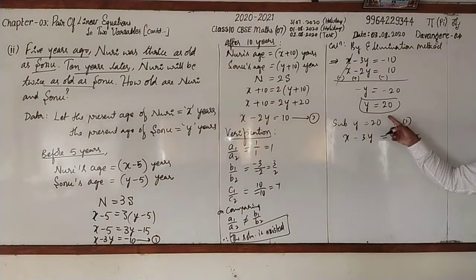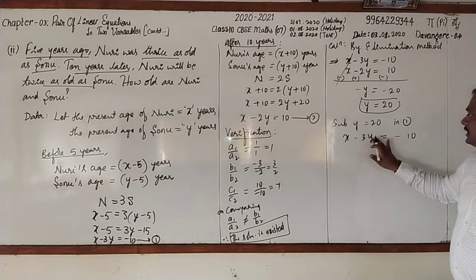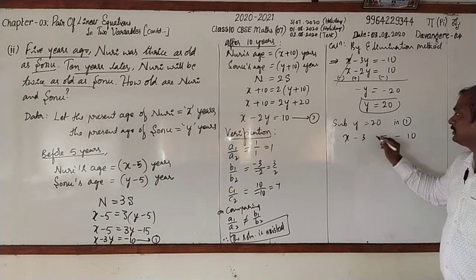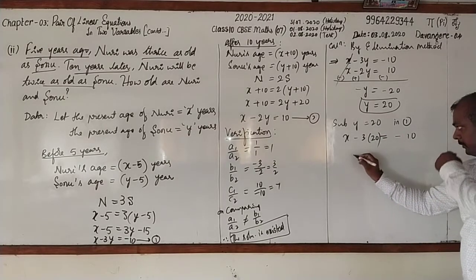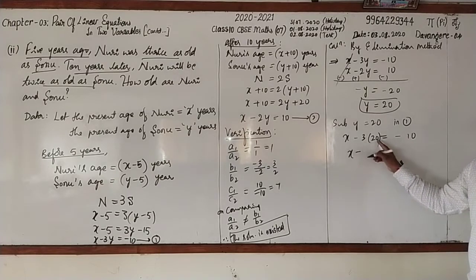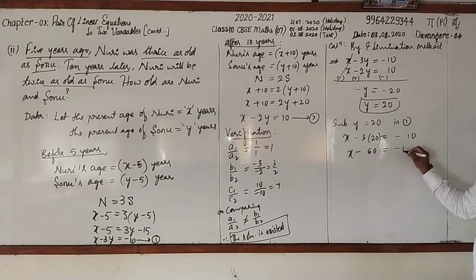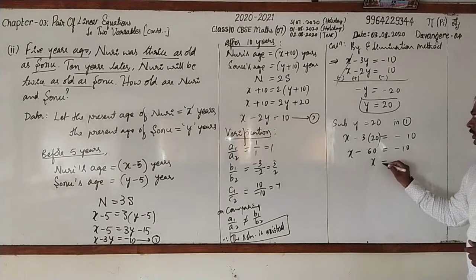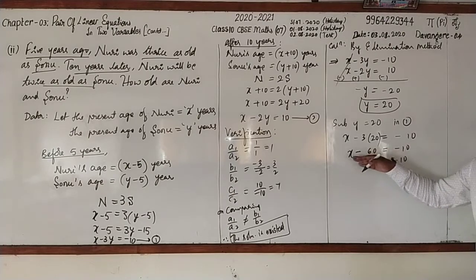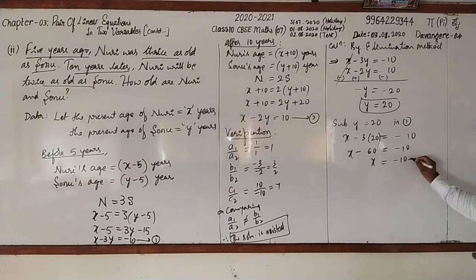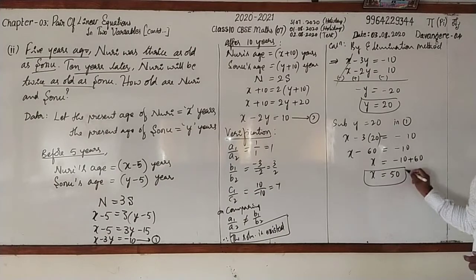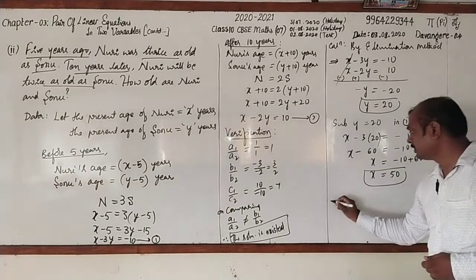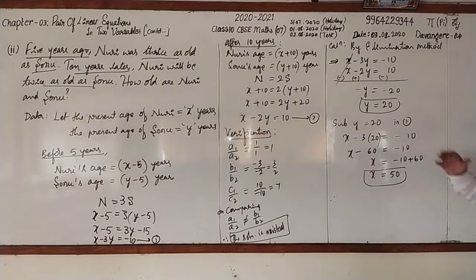And what is the y value? It is 20. In place of y, I am going to write 20. Got it? Then x minus 3 times 20, that is 60, is equal to minus 10. Then x equal to minus 10, transfer minus 60 to the right hand side. It becomes plus 60, then x equal to 50. Got it? So x is 50 and y is 20.